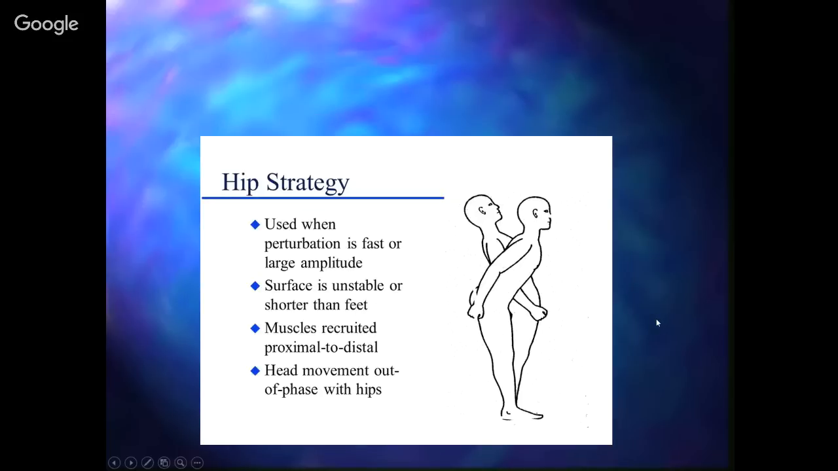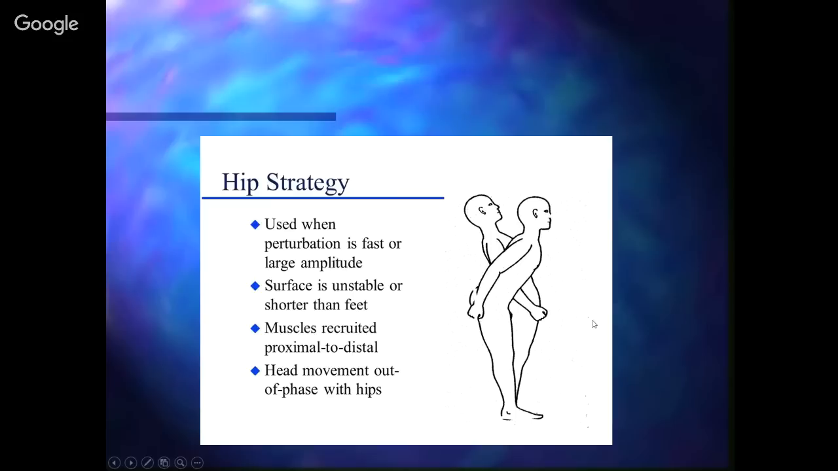Here's a hip strategy figure, which shows the notion when used when the perturbation is, again, fast or large amplitude. The surface could be considered to be unstable or shorter than the feet dimension. Muscles, once again, are recruited proximal to distal, and now the head movement is out of phase with the hips. So you can see the whole attempt here is to keep center of mass over base of support, right? Center of mass over base of support. So in this instance, what would end up happening is we would move in opposite directions.